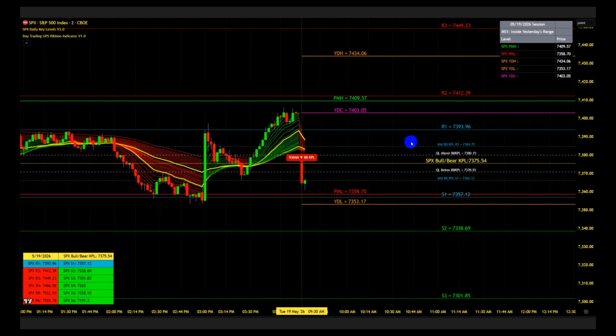Right at the 9:30 session open, the SPX daily key levels V3.0 indicator maps out the entire battlefield for the day. R1 through R6 resistance, S1 through S6 support, the bull bear key price level, the bull bear line for the current session that defines directional control, YDH, YDL, and YDC, the previous day's SPX regular trading session high, low, and close, PML and PMH, the SPX pre-market low and pre-market high.